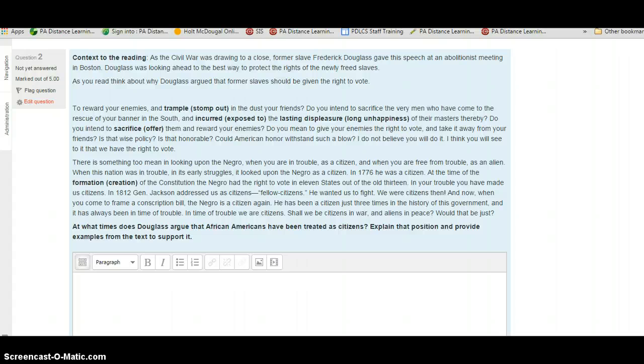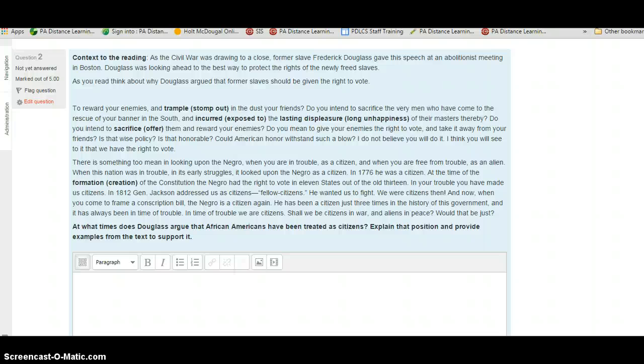We're still looking at the Frederick Douglass speech. So context to the reading. As the Civil War was drawing to a close, former slave Frederick Douglass gave this speech at an abolitionist meeting in Boston. Douglass was looking ahead to the best way to protect the rights of freed slaves. So as we read this, think about why Douglass is arguing that slaves need the right to vote.